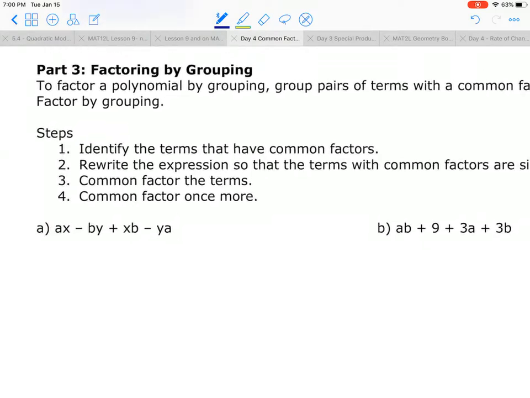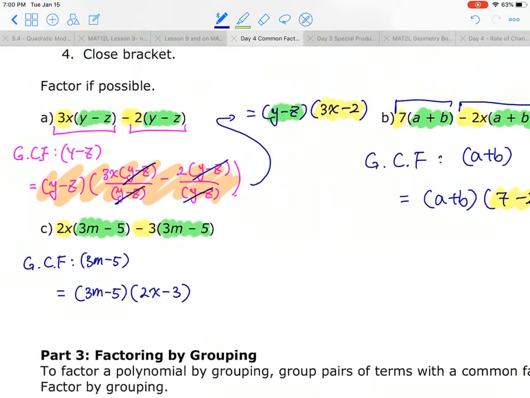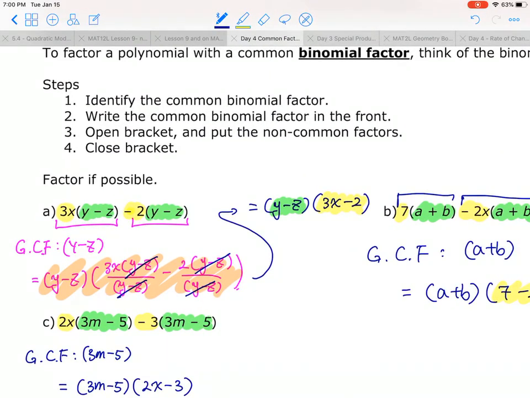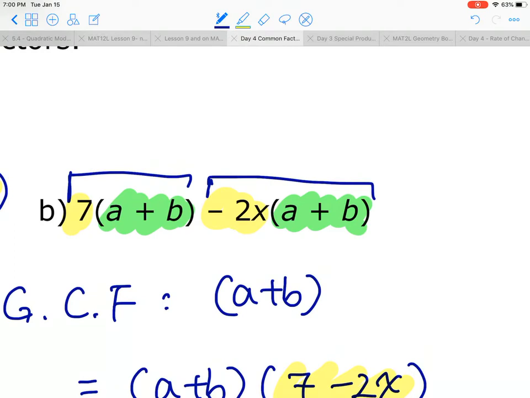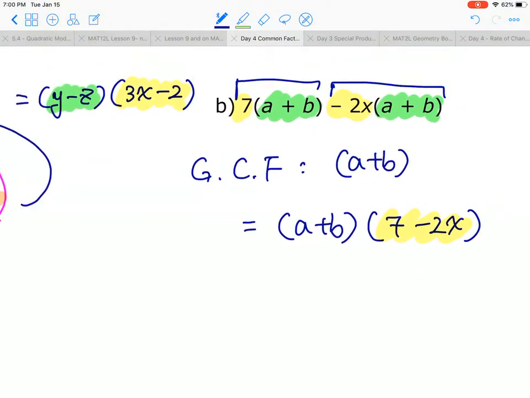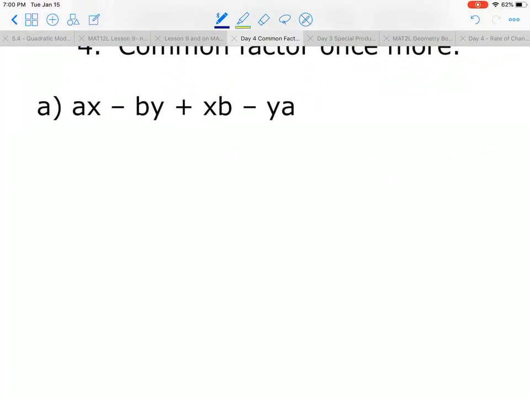So when you take a look at it, sometimes you have more than 2 terms. Remember in part 2, we only had the 2 terms, right? For example, in B, we have 7 times a plus b, which actually is 1 term. And then we have negative 2x times a plus b, which is another term. So we only had the 2 terms, and that's why it was working. But what if we have 4 terms like this, and not all of them have a common factor here? So what we can do is this.